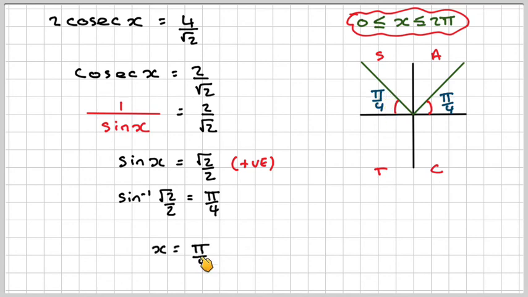And therefore, x will be pi over 4. Or x will be pi minus pi by 4, which is 3 pi by 4. So we've got two solutions, pi by 4 and 3 pi by 4.